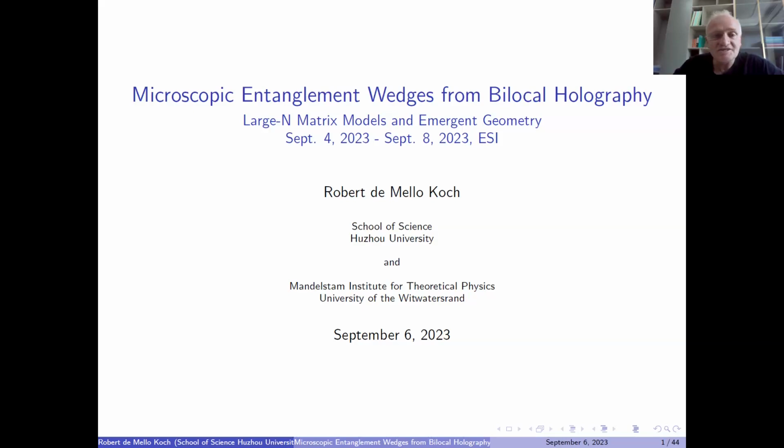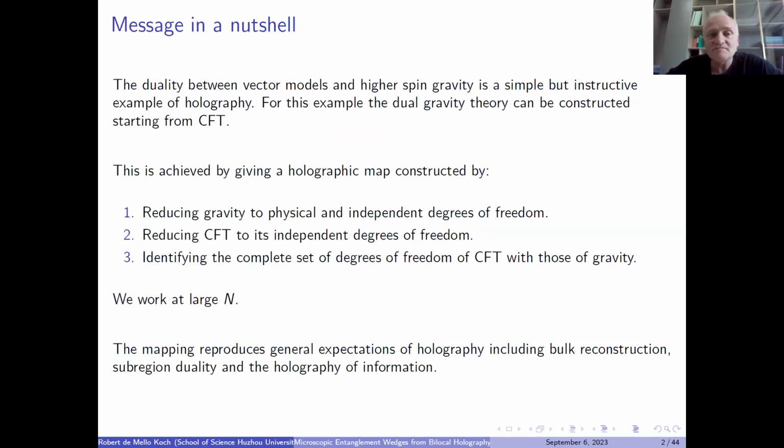So my message in a nutshell today: I'm going to be talking about the holographic duality between vector models in 3 dimensions and higher spin gravity on AdS4. For this particular example, I'm going to try to convince you that you can very explicitly construct the dual gravity theory by starting from the CFT. So there's going to be a holographic mapping which takes us from the degrees of freedom of the CFT to those of the higher spin gravity.